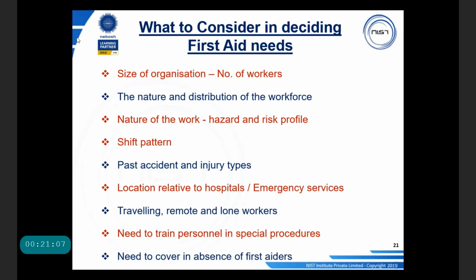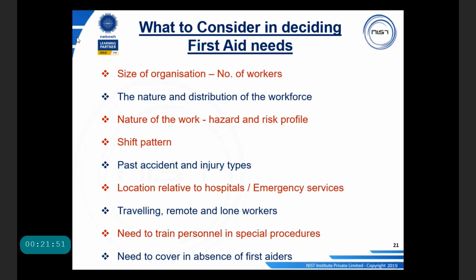Okay, so what needs to be considered when deciding on the first aid needs in your workplace? You can also say the factors that need to be considered when deciding on the level of first aid requirements for your workplace, or the level of first aid provision. So when I say level of first aid provision, what do I mean? I'll take an example to explain that. Let's say you are in an offshore drill project.